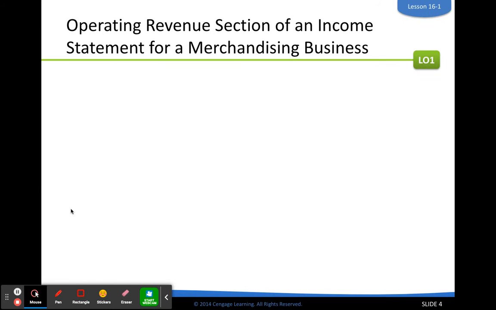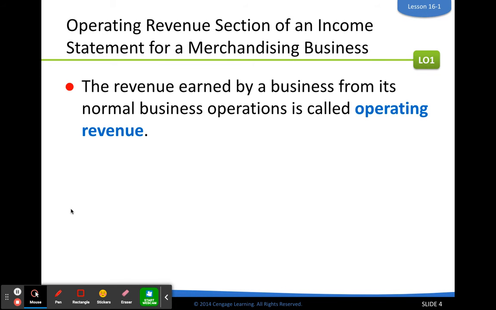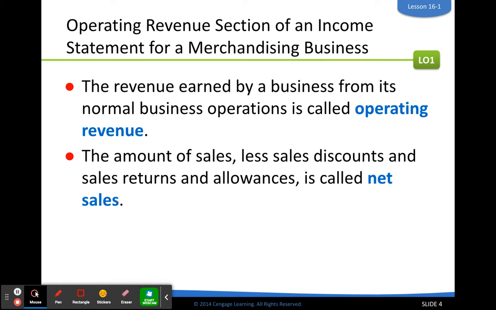the income statement. So we are going to break up the income statement into multiple sections. We are going to have an operating revenue section with the ultimate goal of calculating our net sales. Operating revenue would be the revenue earned from normal business operations. So if we are selling t-shirts, it'd be the revenue we earn from selling t-shirts. That'd be the operating revenue. Net sales is sales of those t-shirts minus any discounts we give and any returns that we would have.